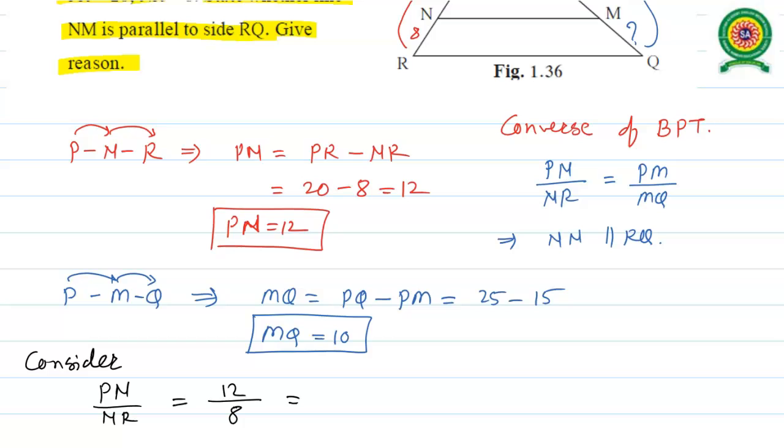So let's try to use the divisibility. We have 12 and 8 having the common divisor 4. 4 3s are 12, 4 2s are 8. I would like to call it equation number 1.